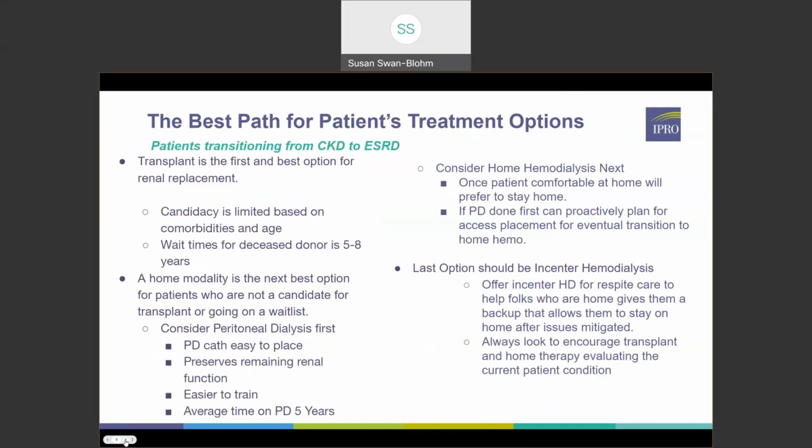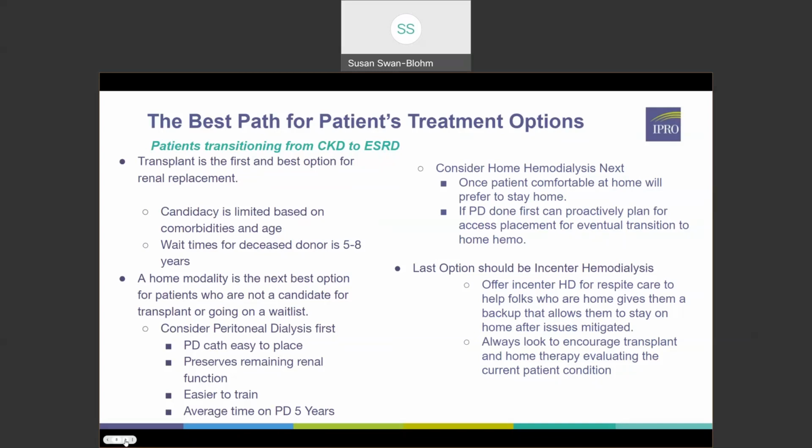This slide shows the optimum path for treatment option selection to achieve premium patient outcomes as patients transition from CKD to ESRD. This treatment path is based on patient outcomes and survival rates. Preemptive transplantation is considered as the optimal treatment for renal replacement, with transplant being the treatment option closest to natural kidney function. Candidacy for transplant may be limited based on comorbid condition, age, and the wait time for a cadaveric kidney may be 5 to 8 years or longer.